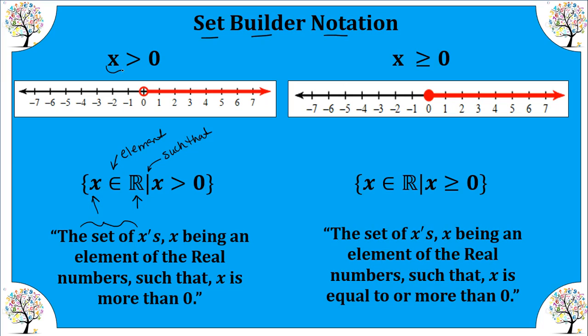So you can see all you do is put this part at the end of set builder notation. And then over here, we have the set of x's, x being an element of the real number system such that x is greater than or equal to 0. So again, this part just goes right here at the end for set builder notation.